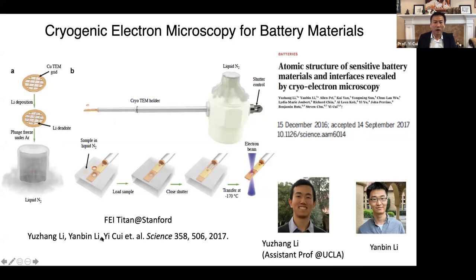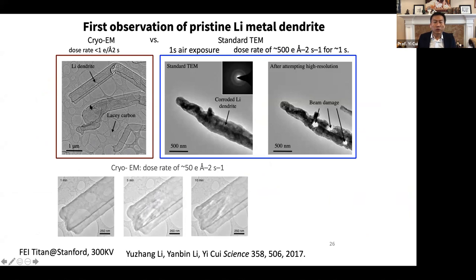At the time, we didn't have as much access yet to cryo-EM. Later, with VAR, we have a lot more access, and it becomes more and more powerful. So to the left is the cryo-EM image. You see right away, compared to the right-hand side, top right, that's the standard TEM at room temperature with 1 second air exposure. You look at the lithium dendrite, it has become black, a dark color.